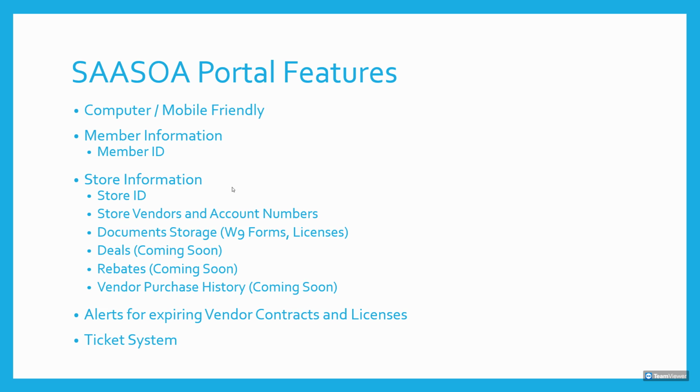Then we also have an alerting system where, for various vendor contracts and license expirations, you will get notifications on your member dashboard. And lastly, we have a ticket system in the portal, which you can utilize to contact SAASOA admins and leaders to get help and support using the SAASOA portal, or for any inquiries you have related to vendors, vendor relations, or anything that you need help with.